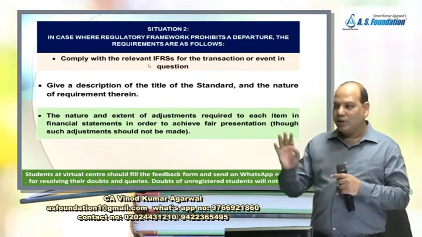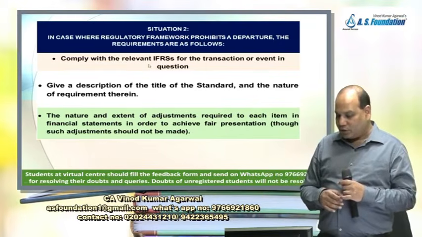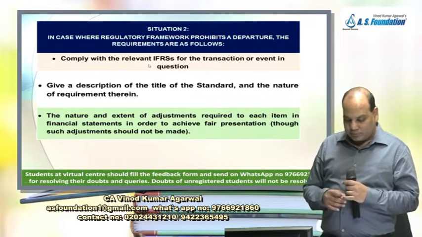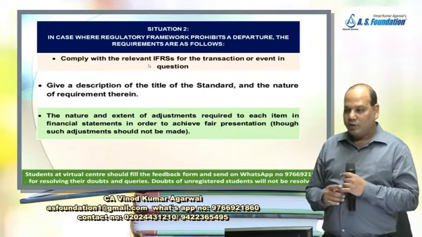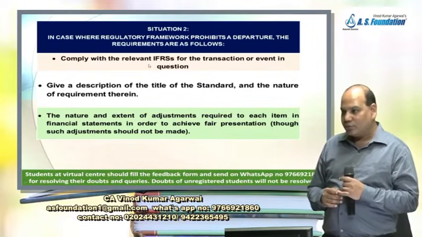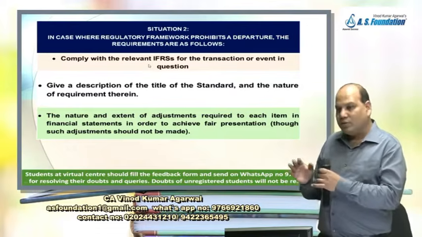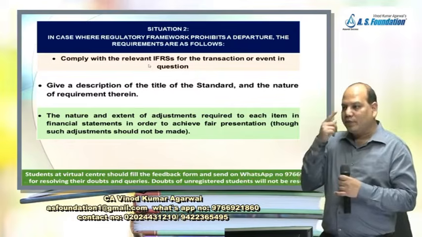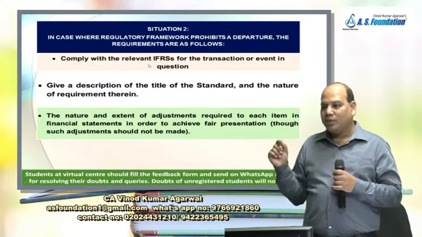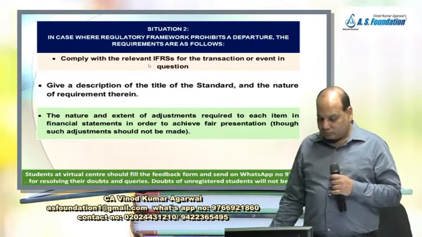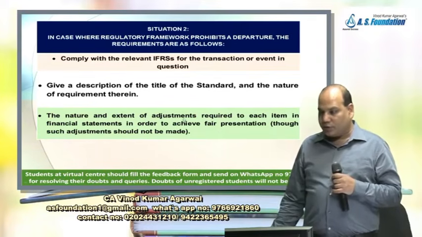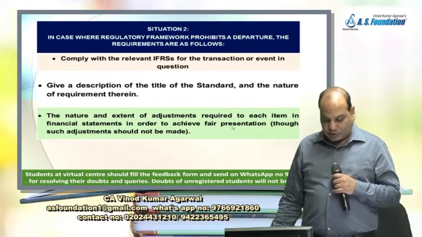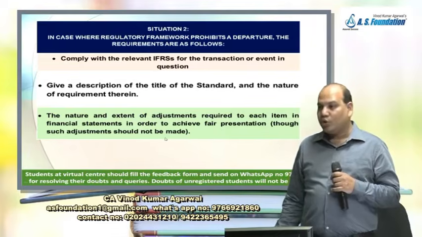You will not deviate, and give a description of the title of the standard and the nature of the requirement therein. Only what you will do in the notes, you have to give the explanation that we should have deviated, but because of the regulatory requirement we have not deviated. The nature and extent of adjustment required to each item in the financial statement in order to achieve fair presentation. Those such adjustments should not be made.